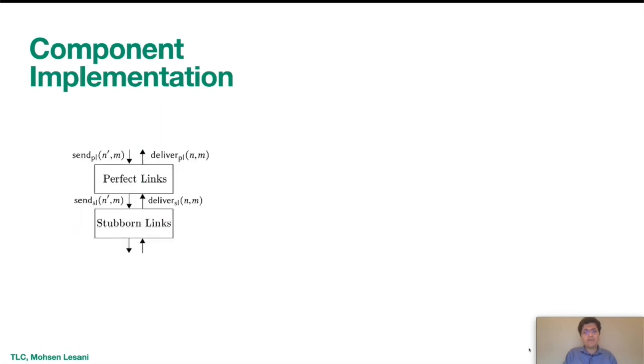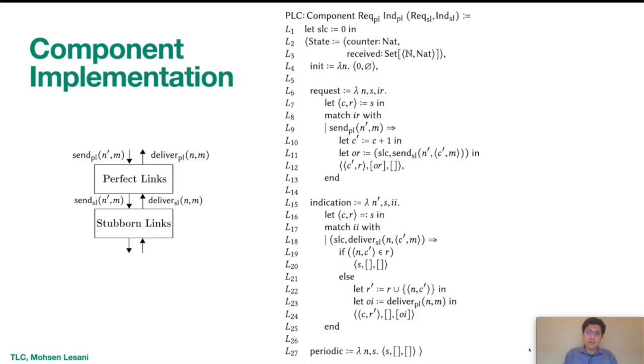Let us consider the perfect link component that uses a stubborn link subcomponent. We abbreviate their names as PL and SL. SL repeatedly resends messages so that they are eventually delivered. This results in multiple deliveries, therefore PL is built on top of SL to eliminate duplicate messages. The state of each node stores counter, the number of messages sent by the current node, and also received, the set of received message identifiers.